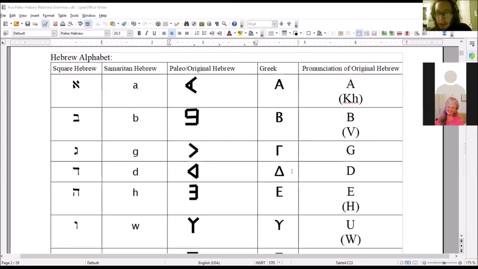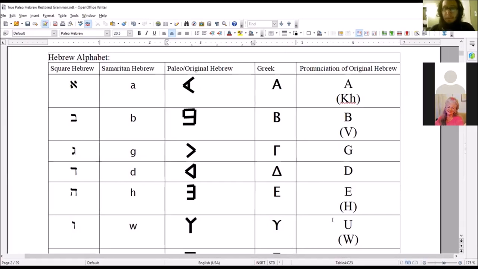So going to the chart again. What we got here is the first letter. Well, I'm going to skip the vowels at first and go with the consonants, and then I'll go back to the vowels. So the first consonant here is bet. Originally, I suspected that the pronunciation may have been a P and a B, but I have become more inclined to think it's a B and a V, just like Hebrew speakers currently speak it.